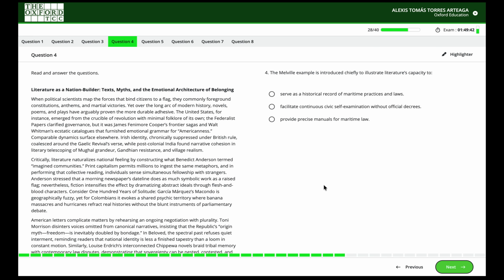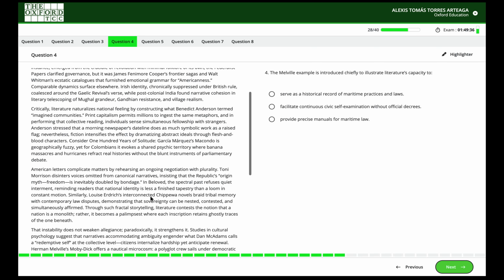The Melville example is introduced chiefly to illustrate literature's capacity to. The Melville example.